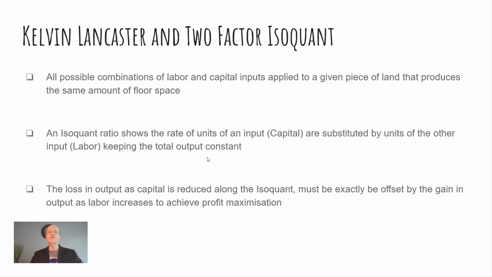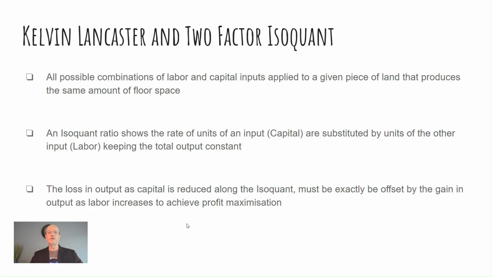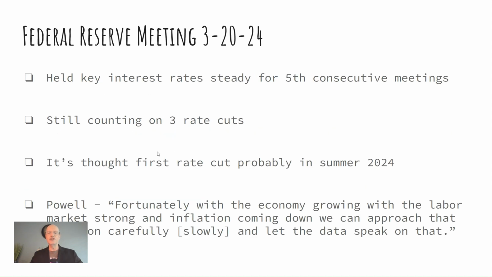Isoquant: all possible combinations of labor and capital inputs applied to a given piece of land that produce the same amount of floor space. The isoquant ratio shows the rate at which units of one input, capital, are substituted by units of the other input, labor, keeping total output constant. The loss in output as capital is reduced along the isoquant must exactly be offset by the gain in output from labor as it increases, to achieve maximum profit.